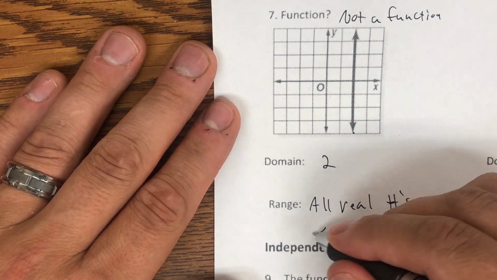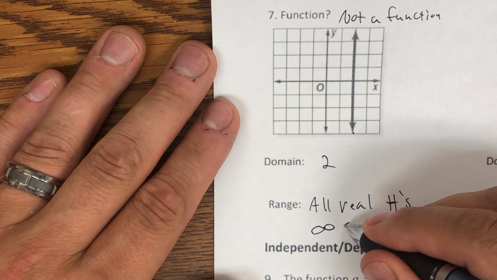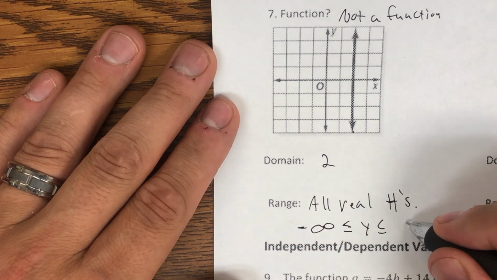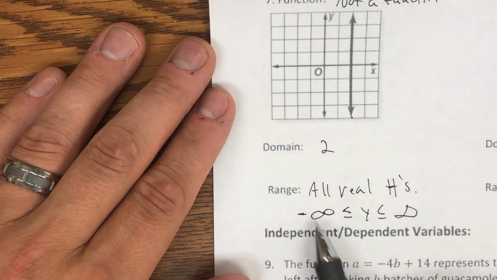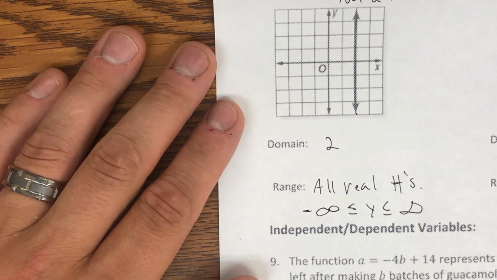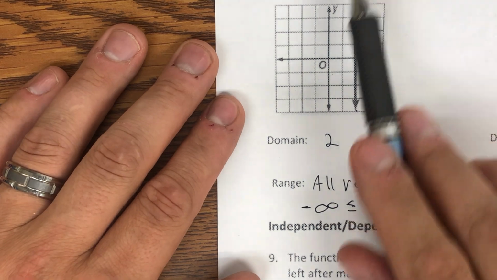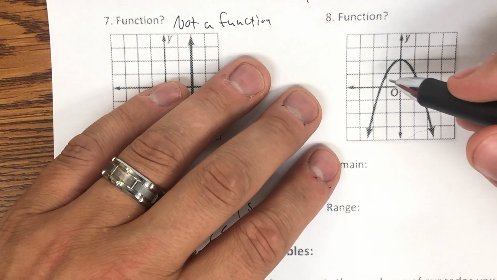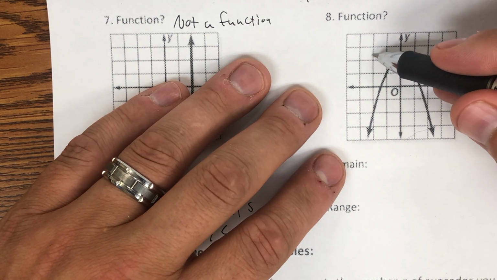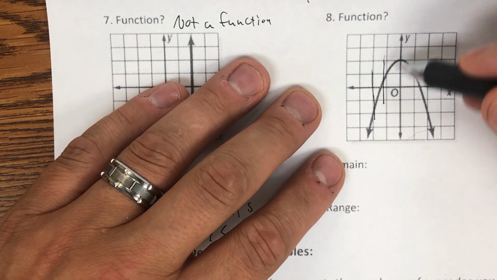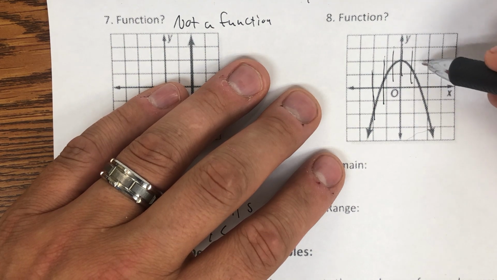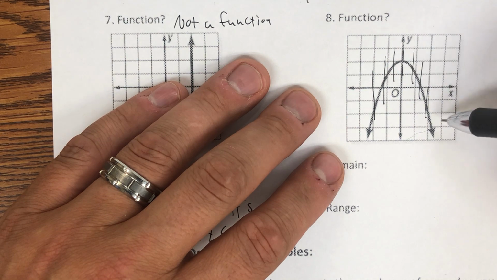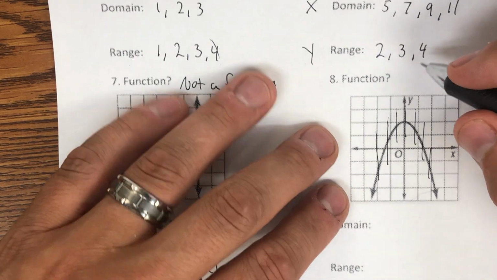You could also say it goes from negative infinity to positive infinity. The symbol for infinity is a sideways 8. Okay? So it goes up forever, goes down forever. Next one, looking at the graph, drawing our vertical line. Now if I draw a vertical line anywhere on this, it crosses once, once, once, once. So since the vertical line only crosses the graph at one point all the way through it, it is a function.